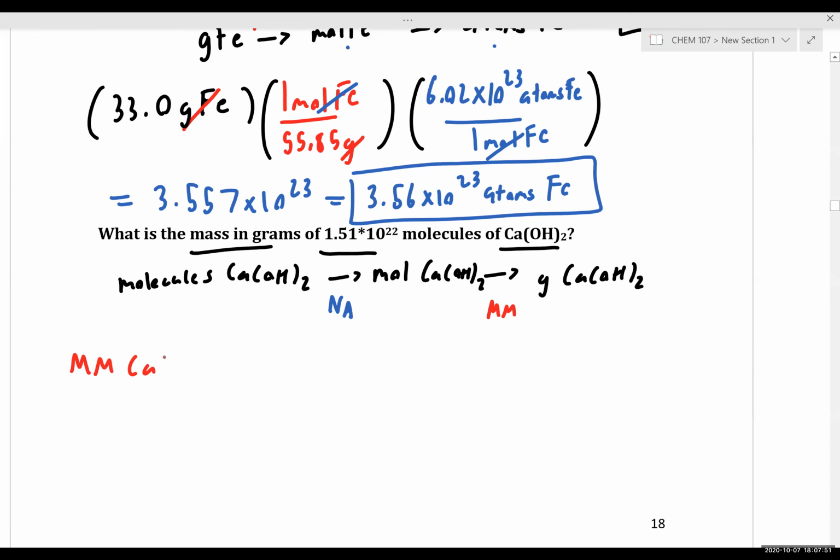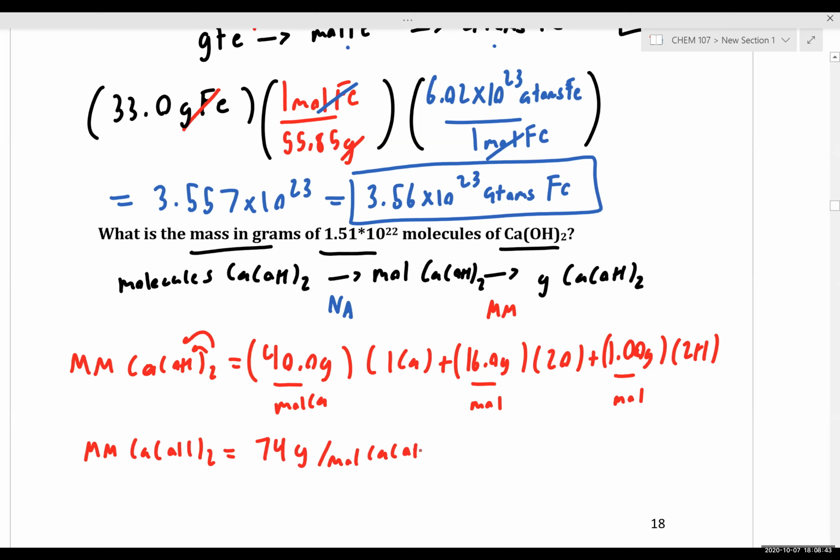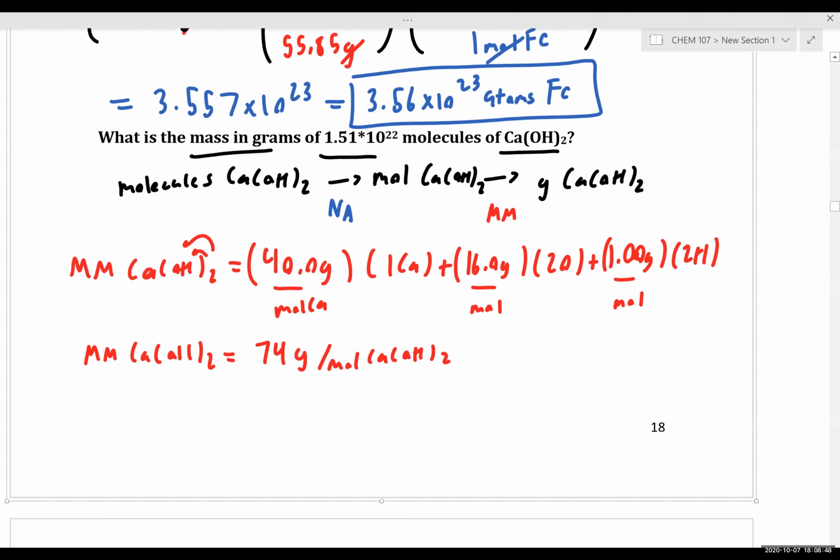So let's calculate the molar mass of calcium hydroxide. So we take the mass of calcium, which is 40.0 gram per mole. We have 1 calcium atom, plus the mass of oxygen, which is 16.0 gram per mole. And we know in this case, we have 2 oxygen atoms. Then we take our mass of hydrogen, which is 1.00 gram per mole, and we know that we have 2 hydrogens. That gives us a molar mass of calcium hydroxide of 40 plus 32 plus 2 of 74 grams per mole of calcium hydroxide. Perfect. So now we have all the pieces that we need to execute on this problem.